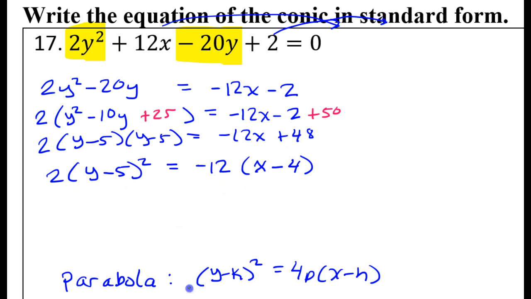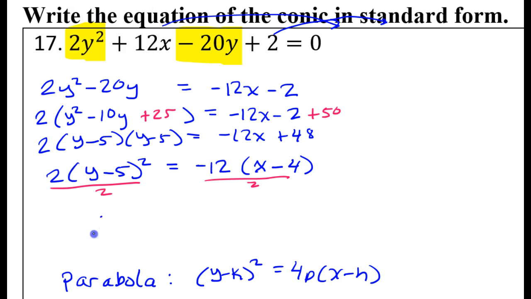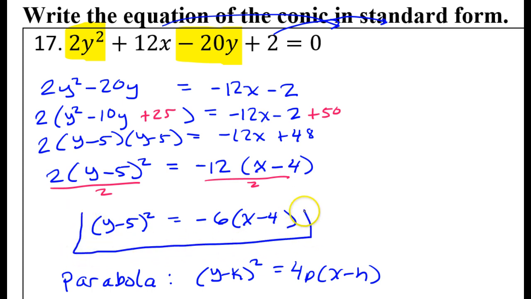And finally, if you look at the model of the parabola, notice there's no number in the front. So I can't have a 2 sitting out there. I need to get rid of that by dividing both sides of the equation by 2. So that's going to give me y minus 5 squared is equal to negative 6 times x minus 4, not squared. So this is the standard form equation of the parabola. Notice how it matches the model.